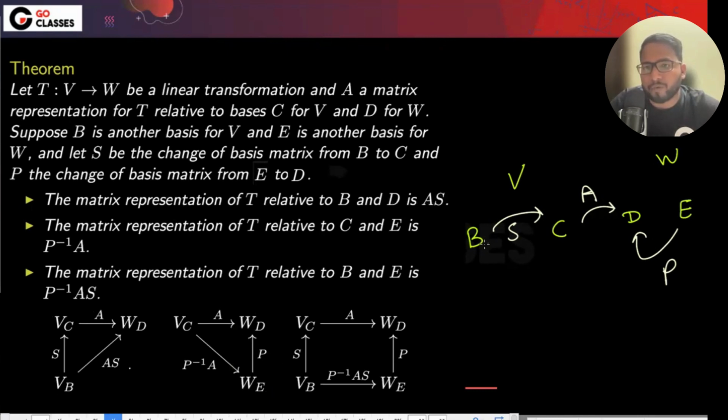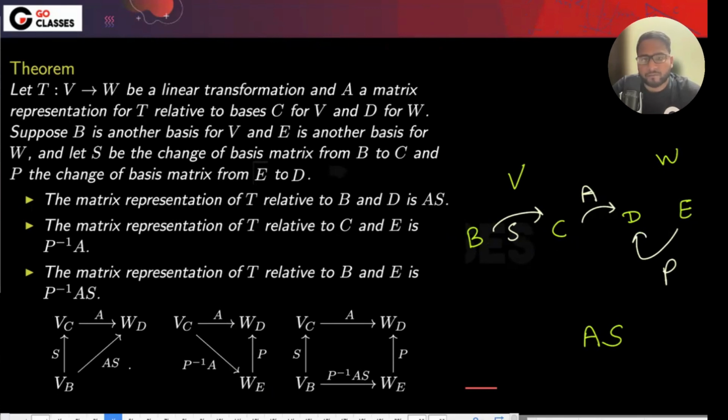If you want to go from B to D, first you will multiply by S, then you will multiply by A, right? If you want to go from C to E, then first you will multiply by A, and then, to go to E, P inverse, right? So P inverse A. If you want to go from B to E, then first you multiply by S, then you multiply by A, then you multiply by P inverse, right? Is this okay to everyone? Okay, in that case, all are true.